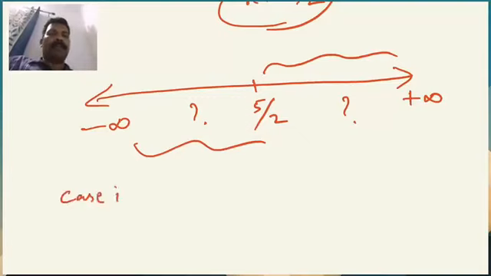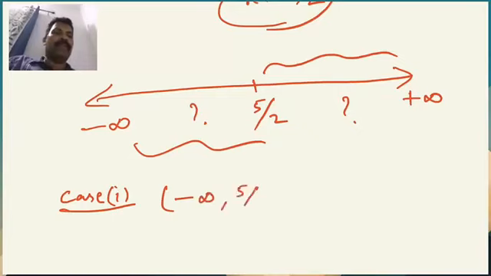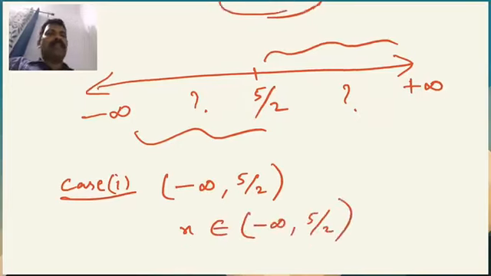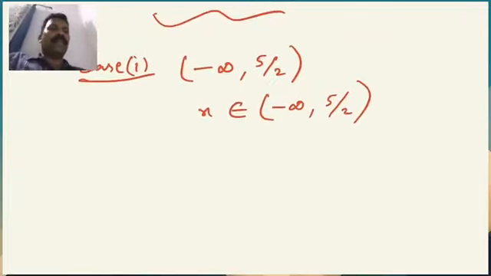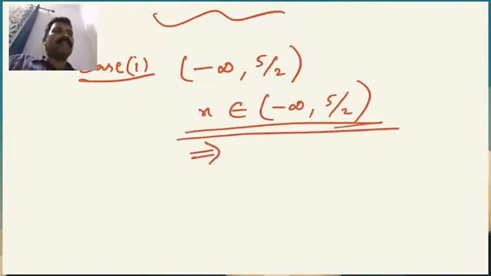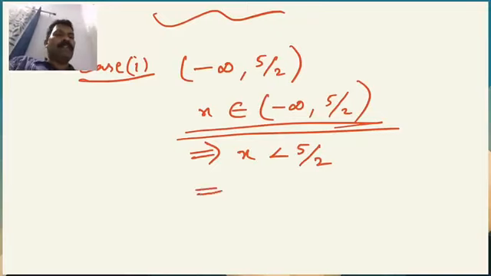That is case 1. Our interval is the open interval negative infinity to 5 by 2, and let x belong to this interval. Actually, this is the technical meaning about intervals. But what is the ordinary meaning? x belongs to this interval means it is nothing but x less than 5 by 2. That's all. For any x in this interval, that must be less than 5 by 2.